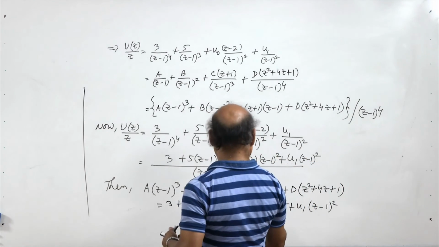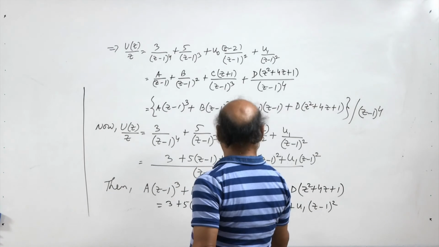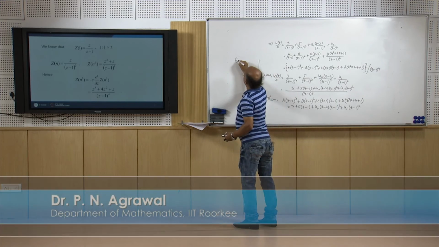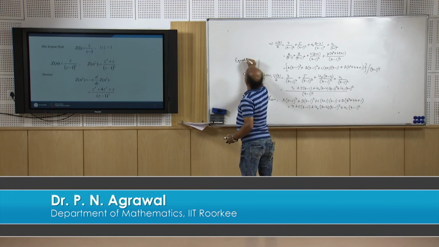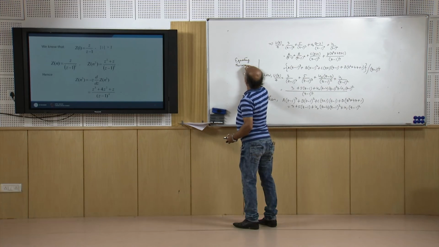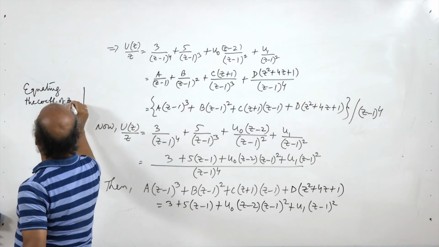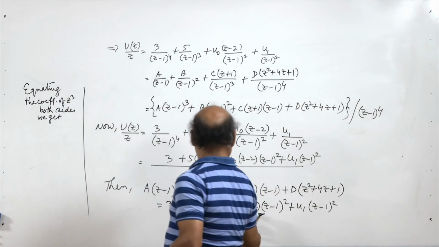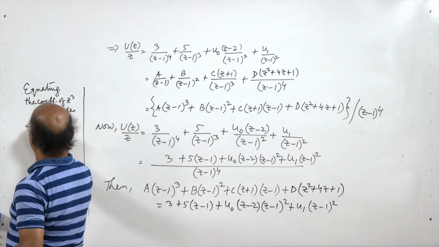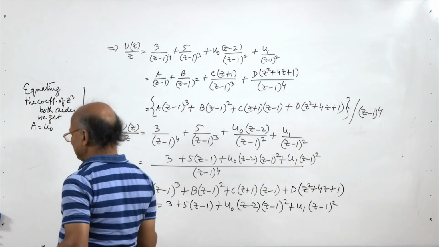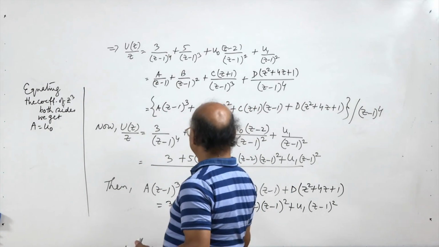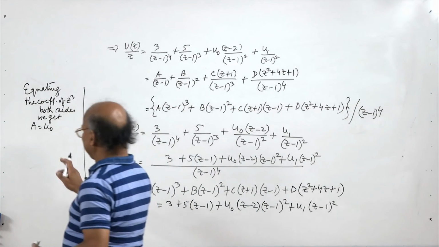Let us look at the term in z cube. Let us equate the coefficient of z cube on both sides. Here the coefficient of z cube is a, here the coefficient of z cube is u naught. So, we get a equal to u naught, and similarly we can equate the coefficient of z square, the coefficient of z, and the constants, and we will get the equations.